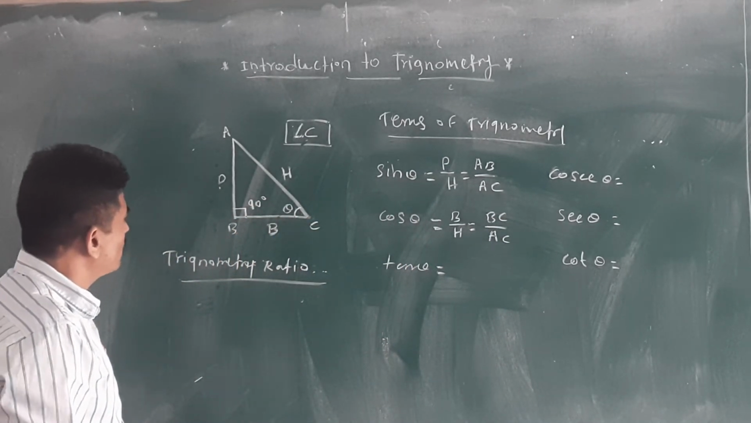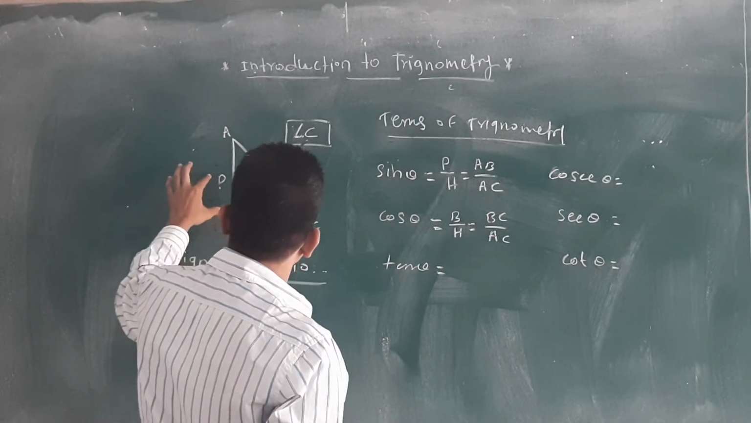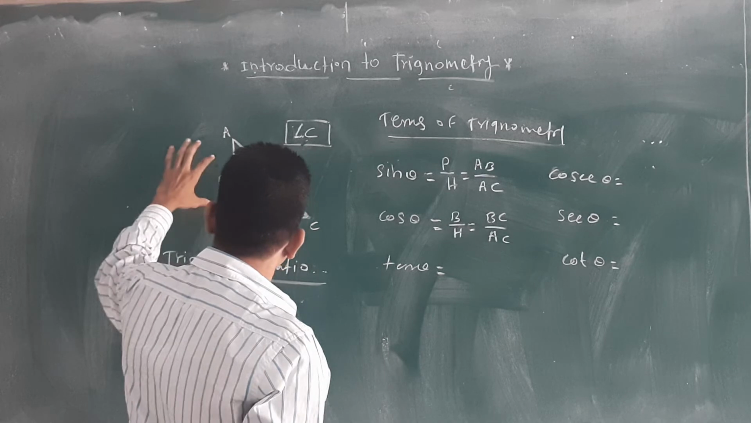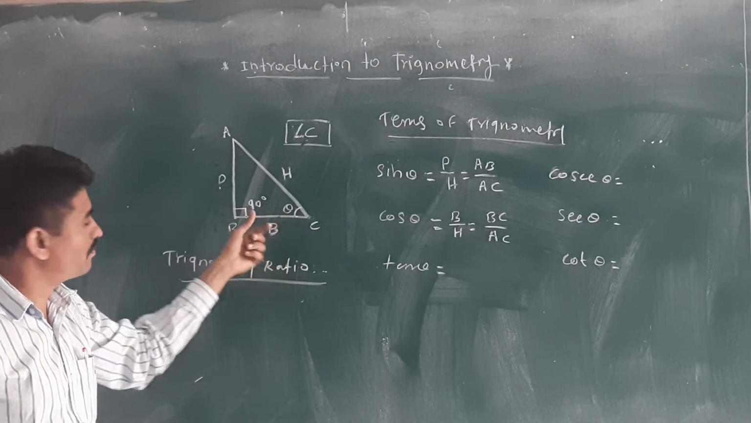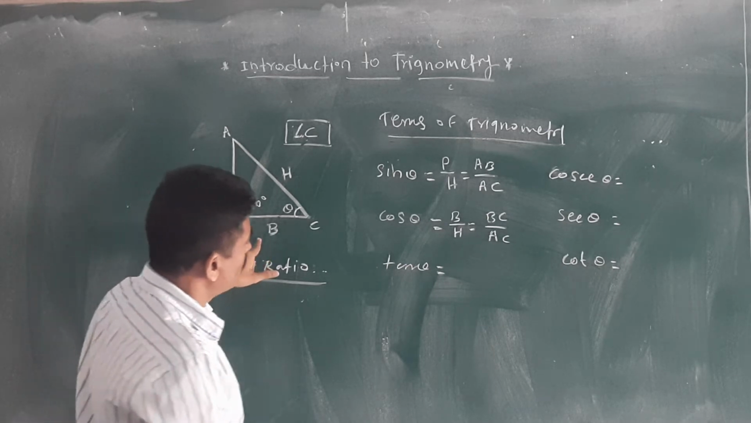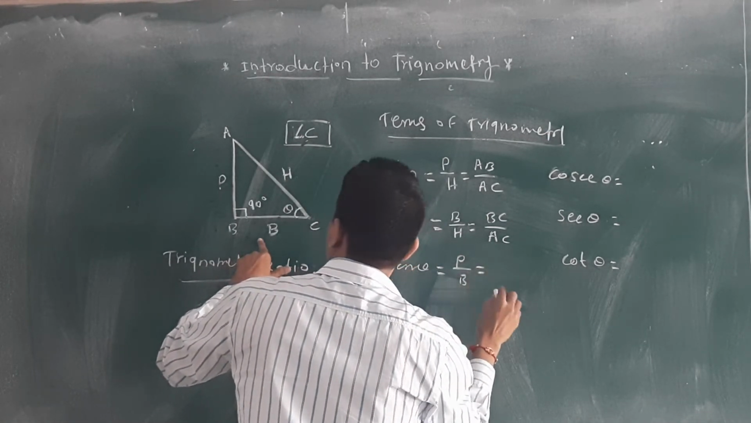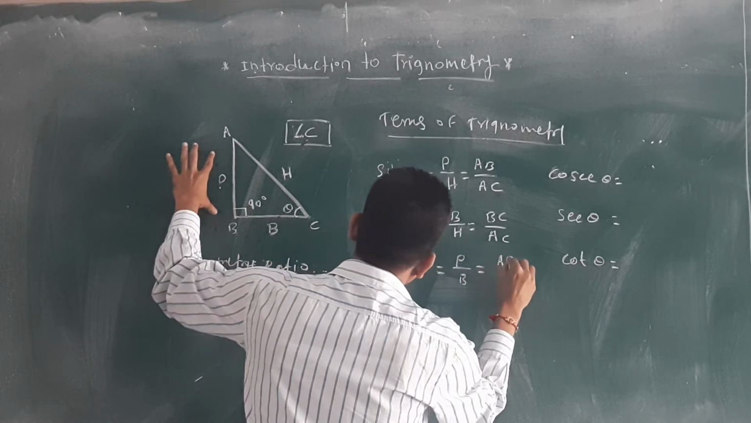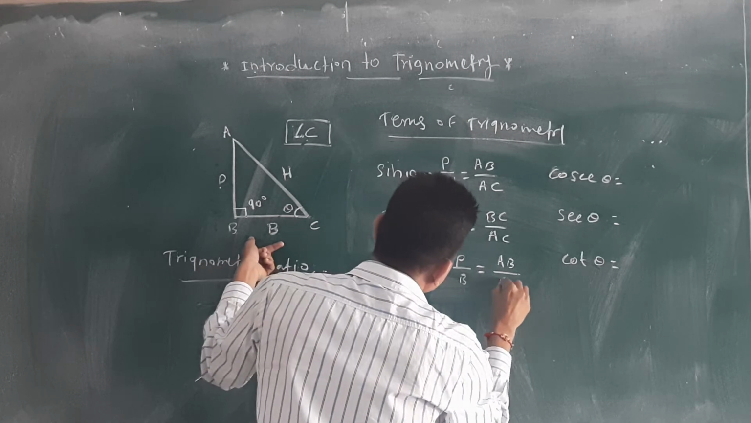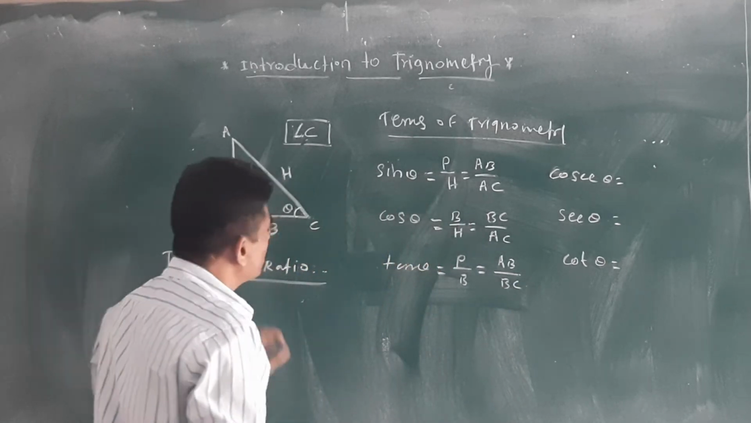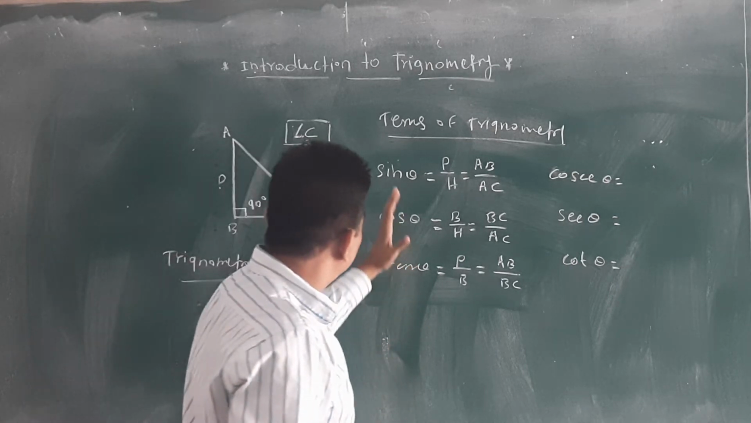Last is the tan theta. How to calculate the tan theta? Again remember that this is P divided by B, perpendicular side divided by base side. What is the perpendicular side and base side? Check that. Perpendicular side is AB, and what is the base side? BC. Opposite side divided by adjacent side.